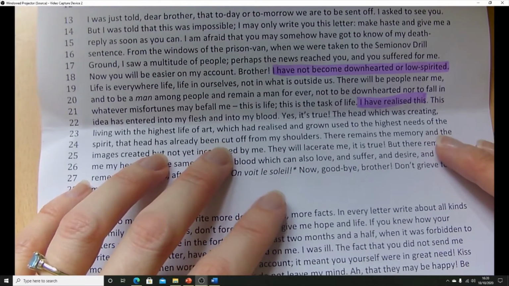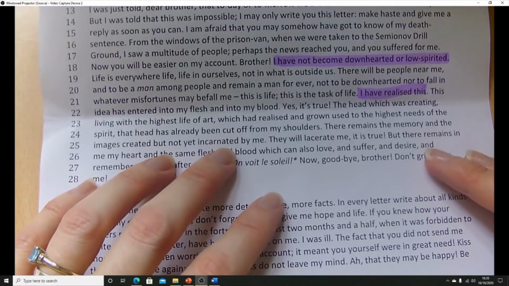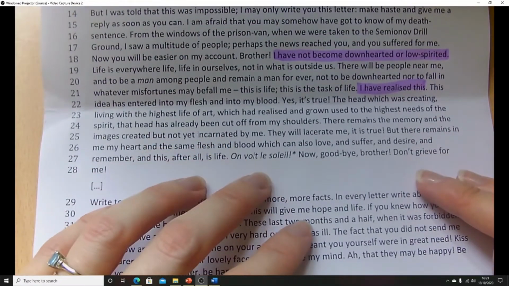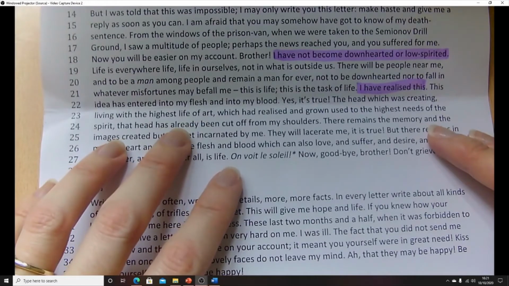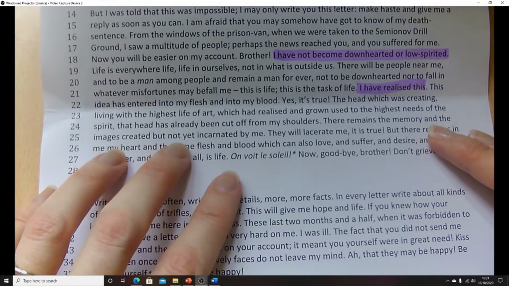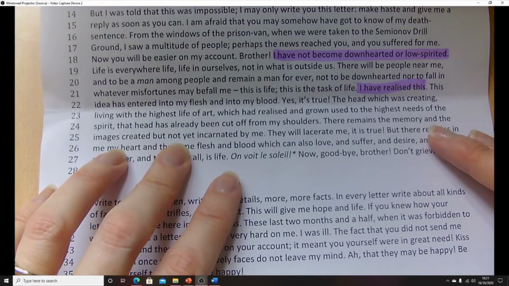This idea has entered into my flesh and into my blood. Yes, it's true. The head which was creating, living with the highest life of art, which had realised and grown, used to the highest needs of the spirit. That head has already been cut off from my shoulders.